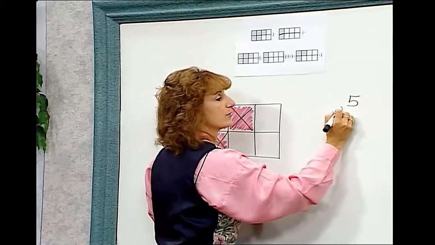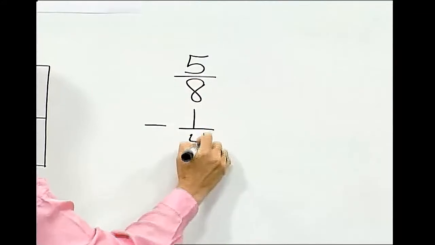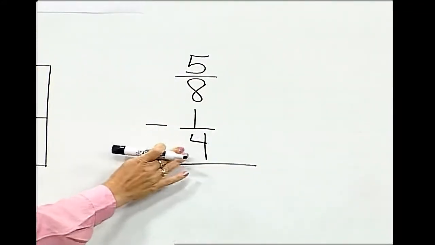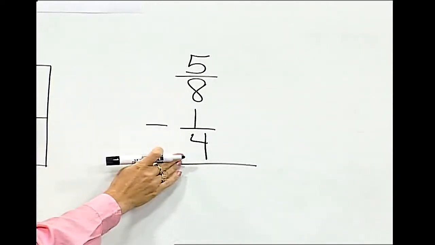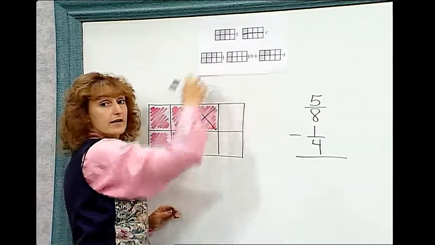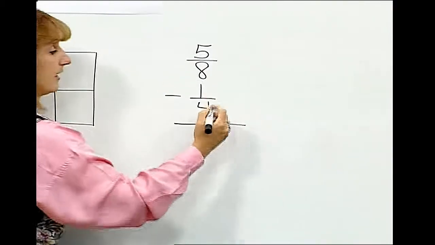Mathematically, we're starting off with 5/8. We want to subtract 1/4. We need the common denominator. Since 4 divides into 8 evenly, we can use 8 as our common denominator. Remember, that means each rectangle has to be divided into the same amount of parts. How do I make a 4 into an 8?